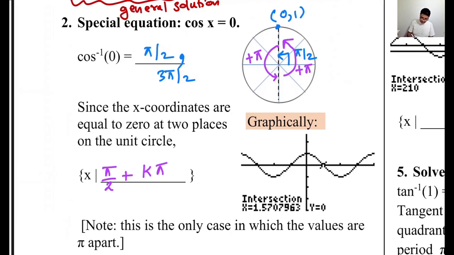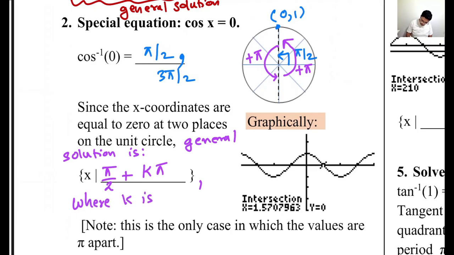Okay. What we're writing here is the general solution. General solution is, I would say, pi over 2 plus k pi, where k is any integer. Okay.